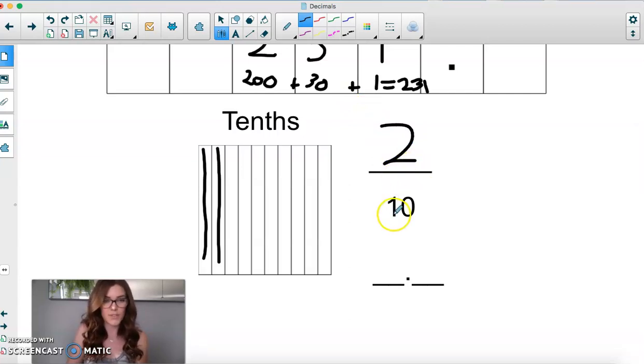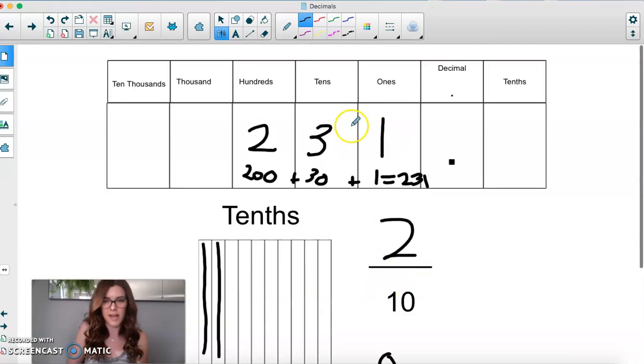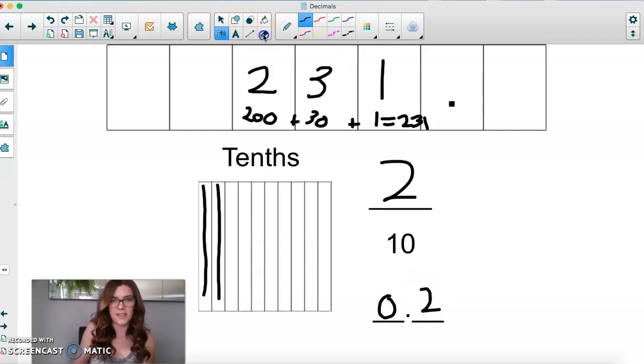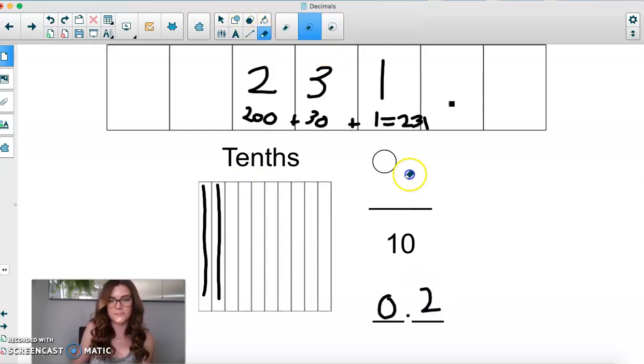Then, in order to write that as a decimal, we would do 0. This number represents how many ones we have, and we don't have any wholes, so we have 0. Then you say the "and" for the decimal, and 2/10. Let's erase that, and let's try another example.